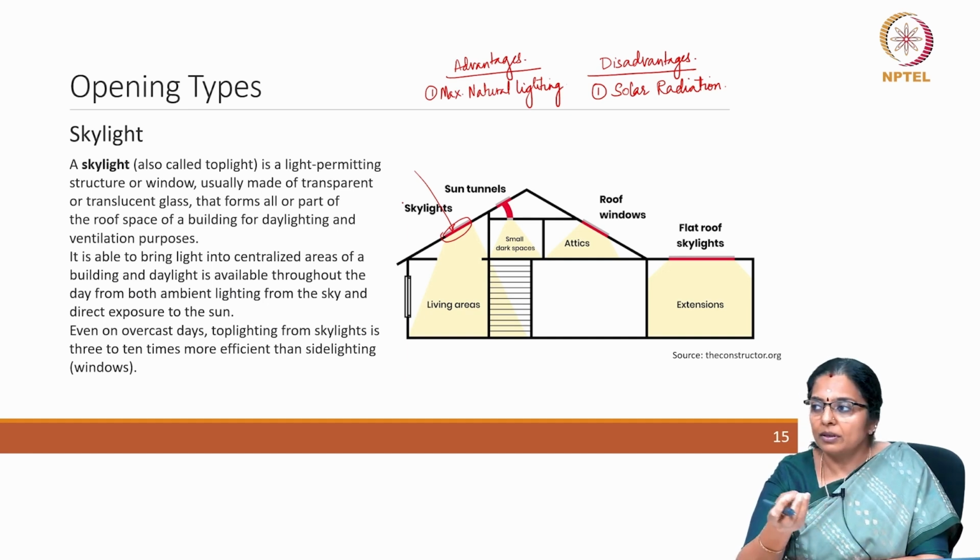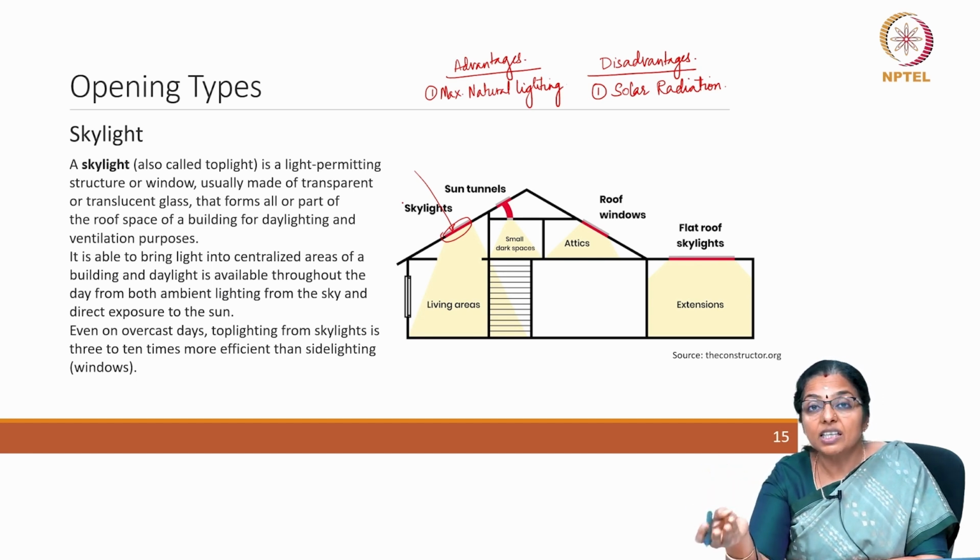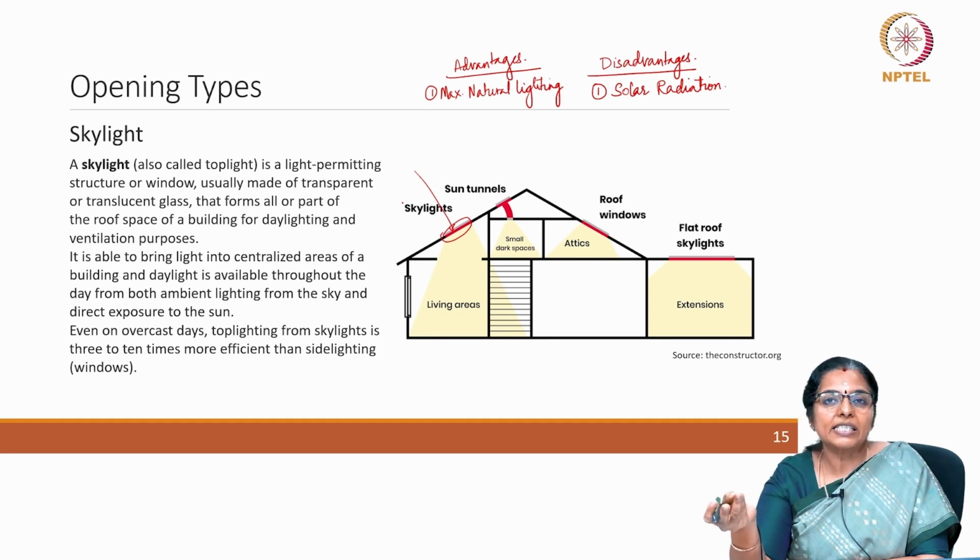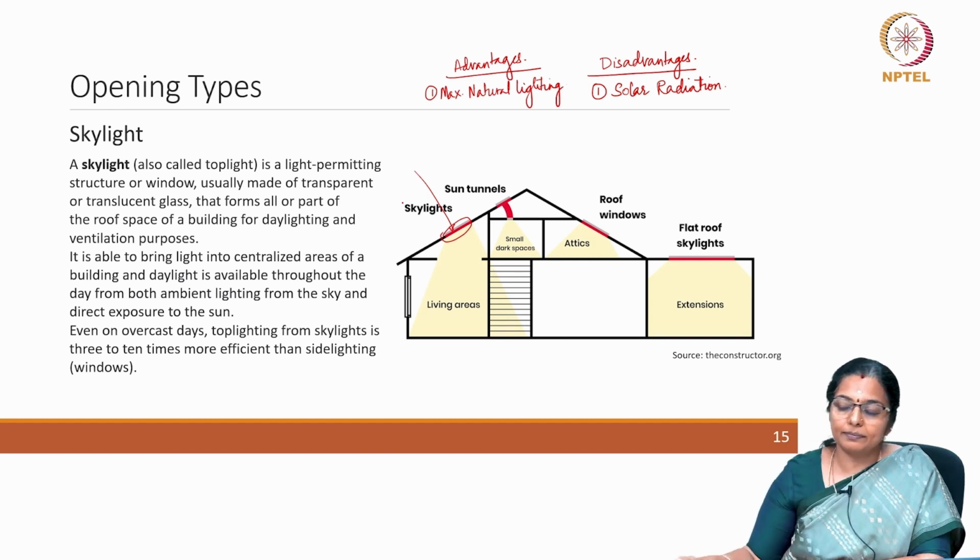For example, a washroom area, or the service areas of a large kitchen. I'm not talking of a residential kitchen. Skylights can be a very important or a very impactful opening type in those areas.